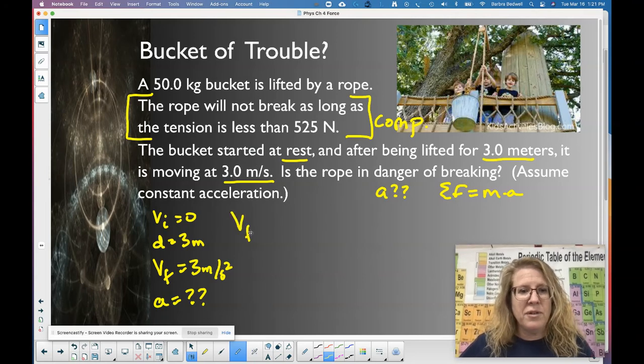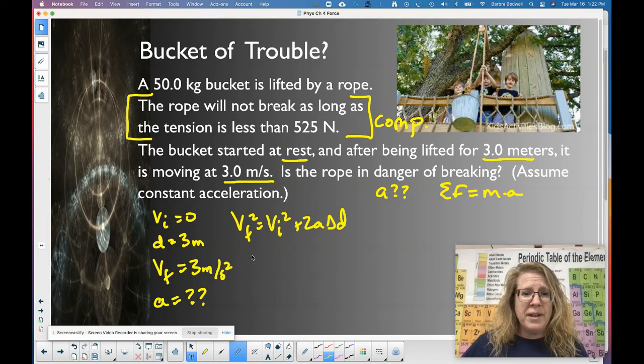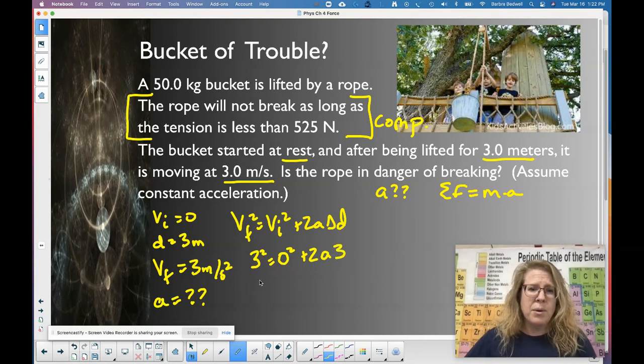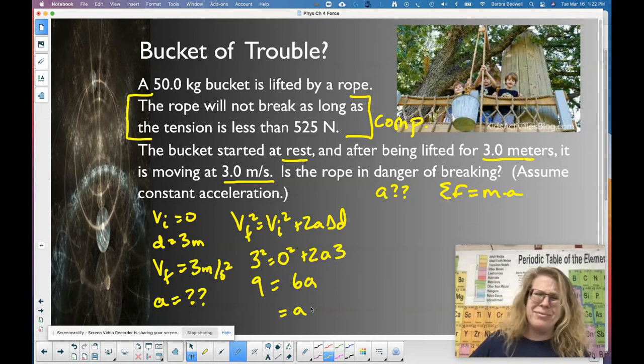So we're going to use our equation VF squared equals VI squared plus 2A delta D. How did I get there? I'm trying to figure out the force in my rope, which means I've got mass, and I need to find acceleration in order to find force. So I'm working backwards. Why did I pick this equation? Because I ain't got no time for that. If I ain't got no time, this is the equation we're going to use. So 3 squared equals 0 squared plus 2 times A times delta D, which is 3 meters. 2A3, so 9 equals 6A, and A equals 9 divided by 6, 1.5. I knew that.